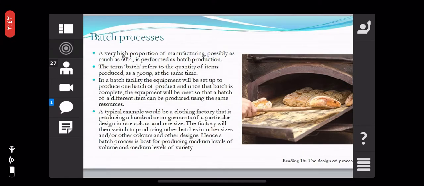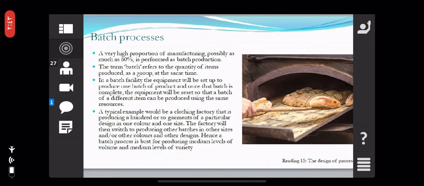If you have a factory and you try to make more than one type of product, what do you need to do? You don't have enough equipment, maybe you don't have enough workforce, employees. So what they do is the batch process.